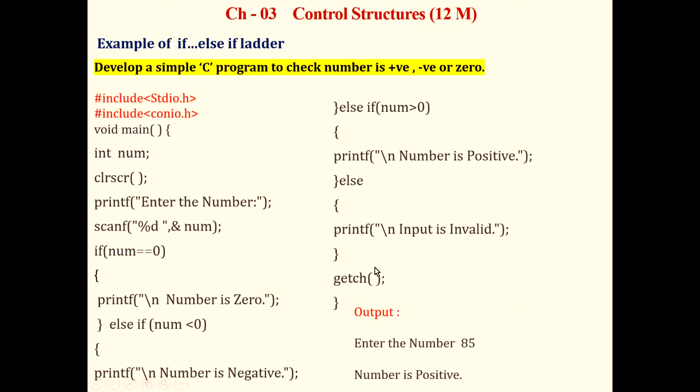So finally we use the getch function, and the output of this program: first it displays the message enter the number, then we enter 85, then it displays number is positive. So this is a simple program to check whether a number is positive, negative or 0 by using an if else ladder.